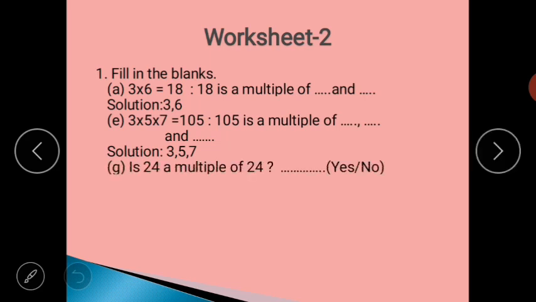Now in question number G, we have to check: is 24 a multiple of 24? Yes or no? I have taught today that each number is a multiple of itself. So 24 is also a multiple of 24. So our answer should be yes.